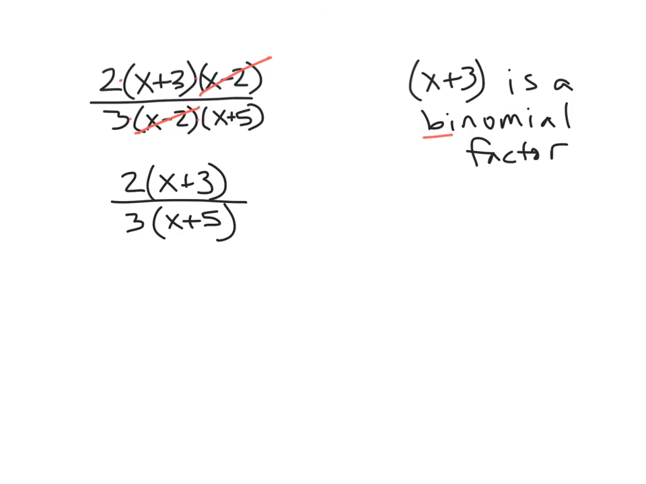This is as simplified as our answer can get. We have no other factors that we can cancel out because there's no 2 factor in the denominator and there's no x plus 3 binomial factor in the denominator. Same thing goes with there's no 3 in the numerator. Again, this 3 is stuck as a binomial factor and there's no x plus 5 in the numerator. So here is our simplified answer.